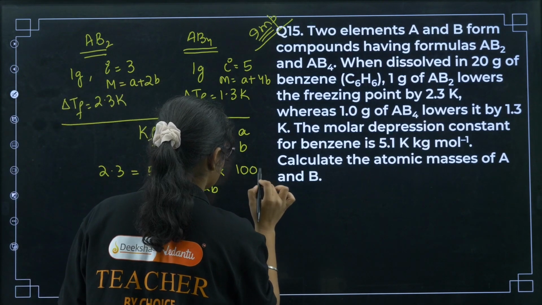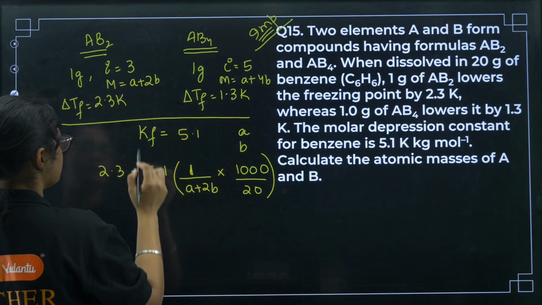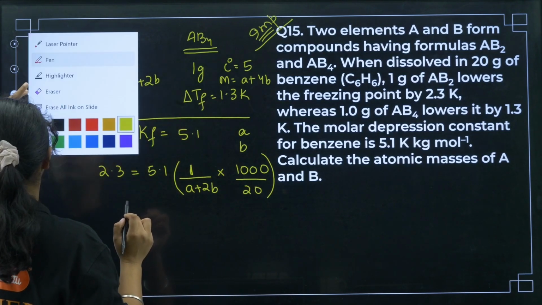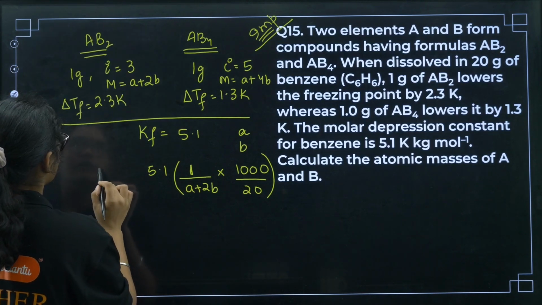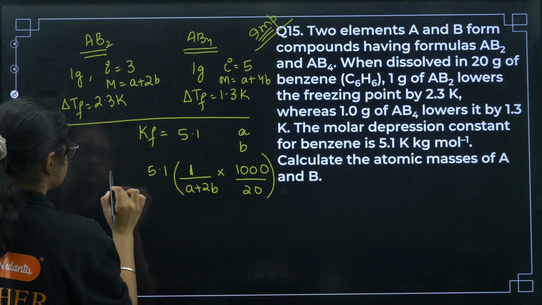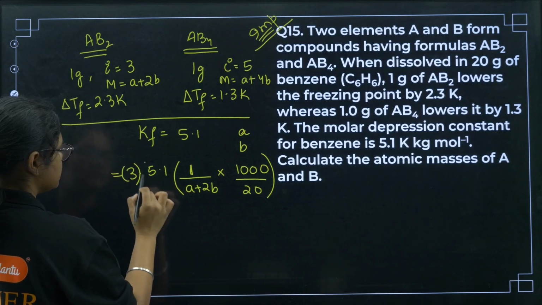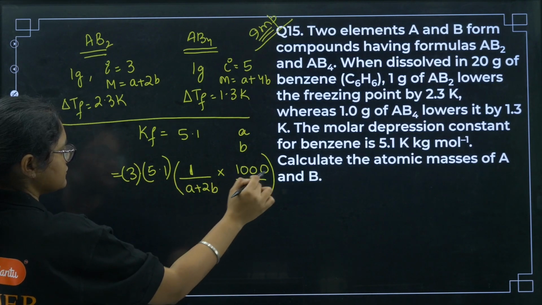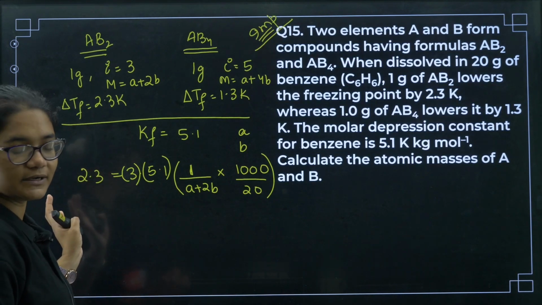So 1000 divided by 20, and since it is an ionic compound, here you have to also put the value of i for AB2. So this is the i value, this is the Kf value, and delta Tf is 2.3. This is your first equation. I hope it is visible.